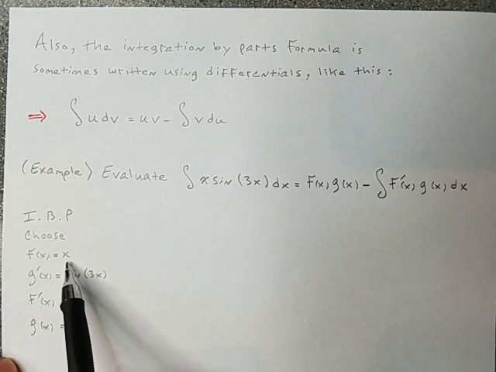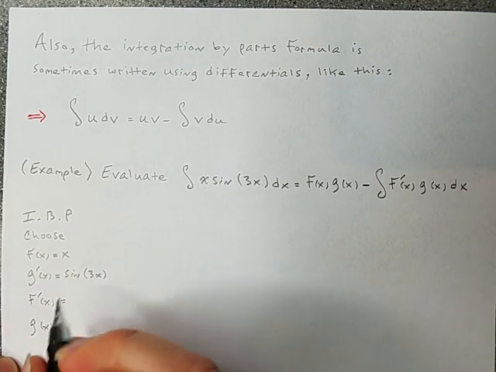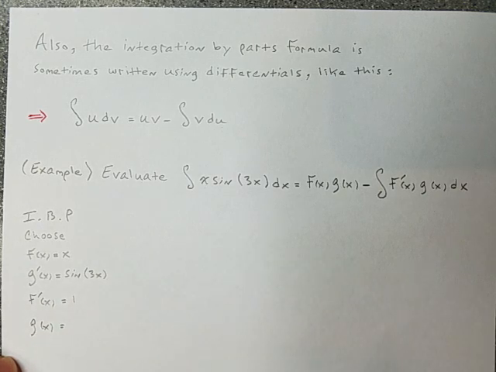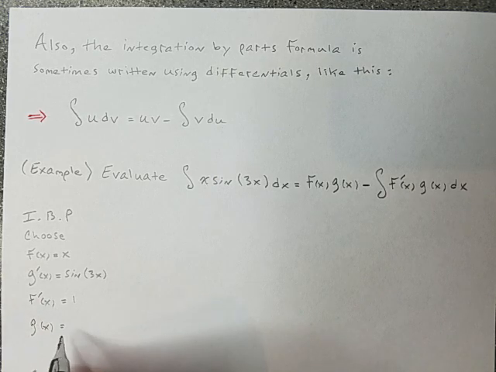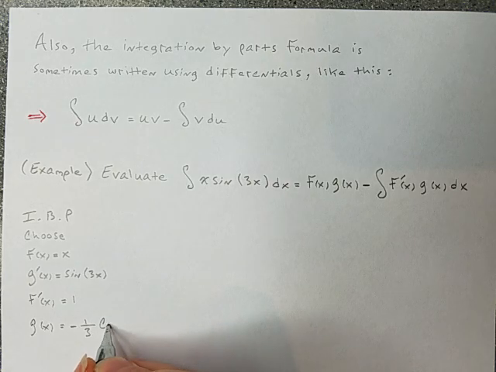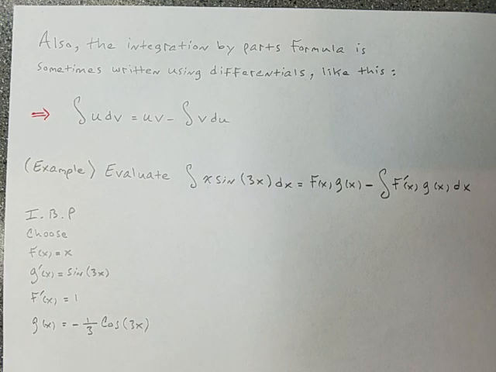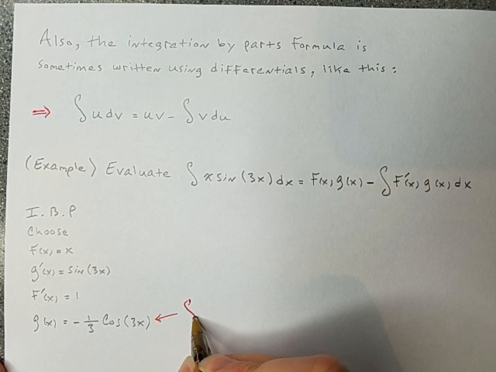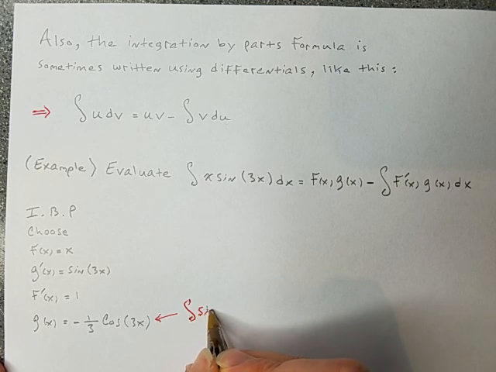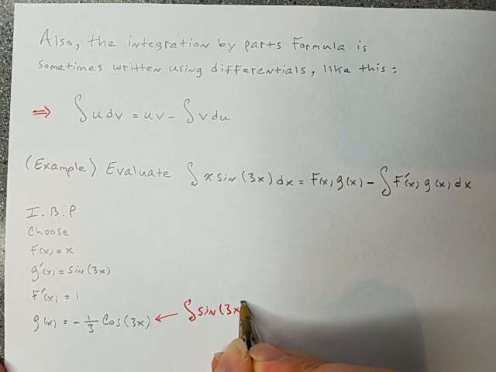All right, so think of it like this. If f of x is equal to x, what's f prime? That's just 1. And if g prime is sine 3x, what's g? That would be negative 1/3 cosine 3x. Okay? What's the story behind that? Well, this is the antiderivative of sine 3x.